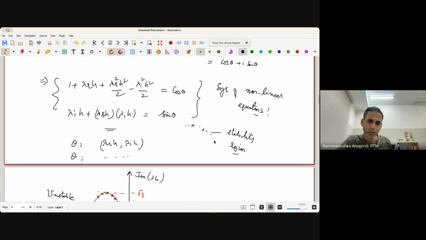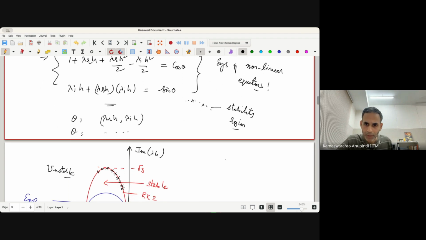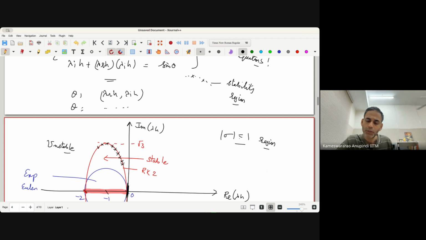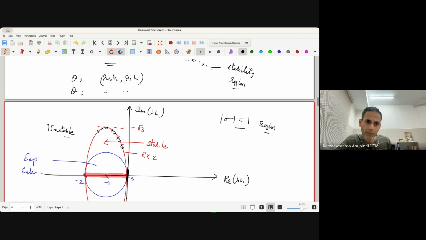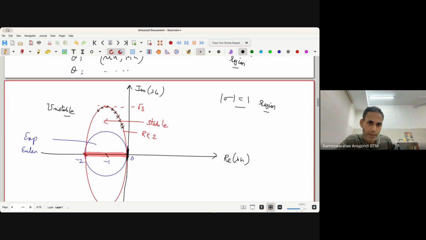Essentially what we want to look at is the mod sigma equal to 1 region, because that defines the marginally stable region. For example, if you take this circle, everywhere on this circle the value of sigma will be equal to 1. Anything inside this, the value will be less than 1. Anything outside, the value will be greater than 1, right?